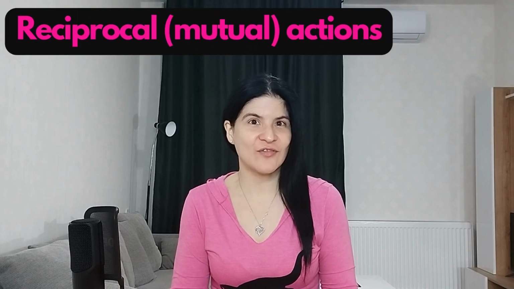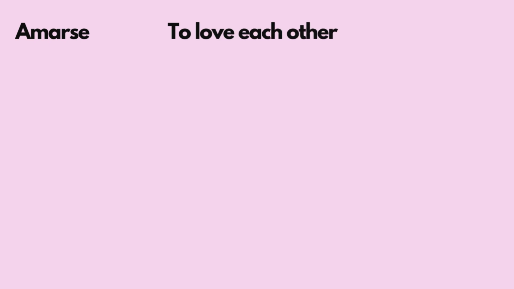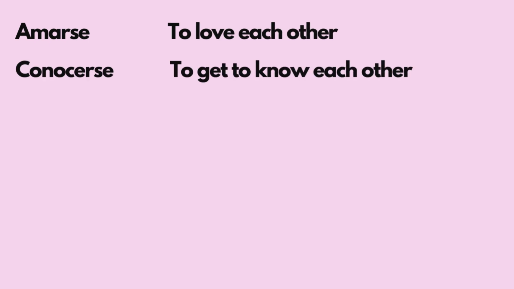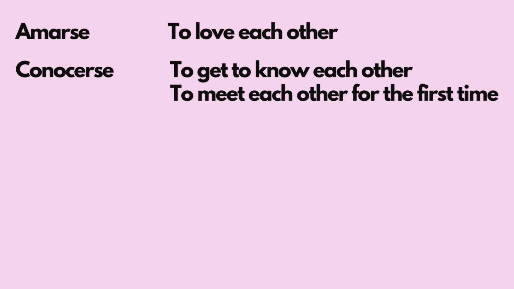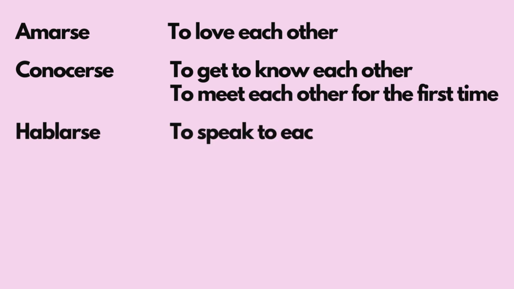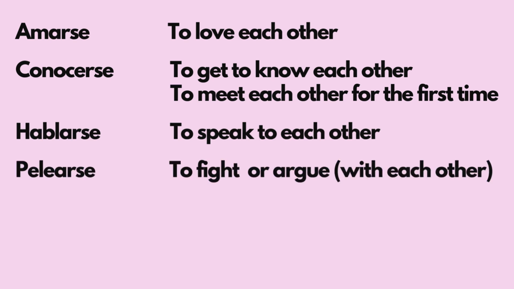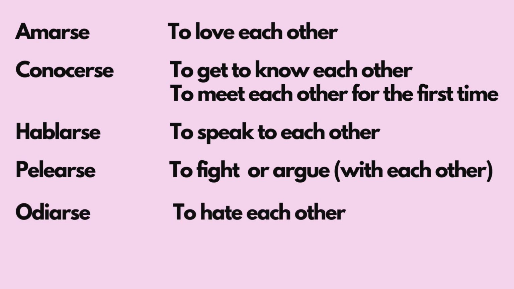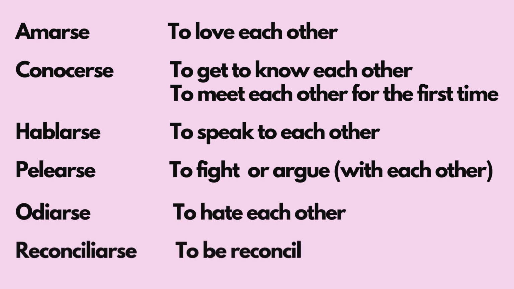The next category are those verbs that show reciprocal actions. In other words, these verbs represent actions that go both ways, from one person to another, showing they are doing things together. For example, amarse, to love each other; conocerse, to get to know each other, to meet each other for the first time; hablarse, to speak to each other; pelearse, to fight or argue with each other; odiarse, to hate each other; reconciliarse, to be reconciled, to make up.